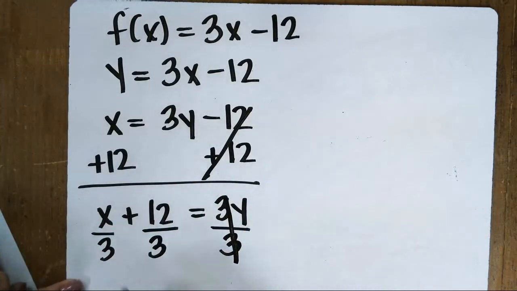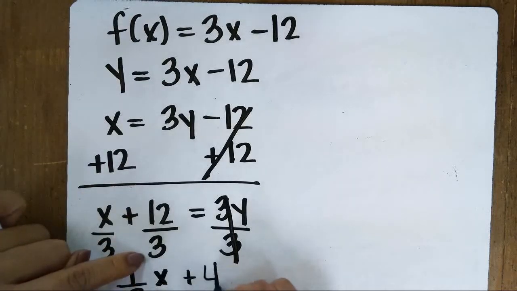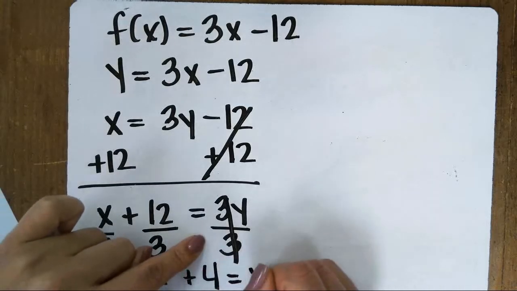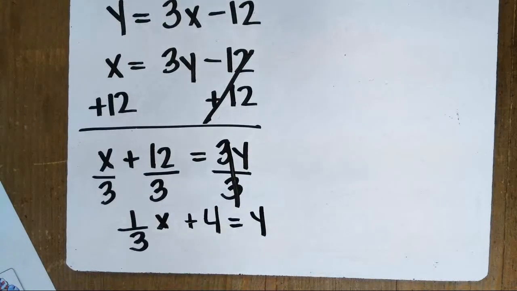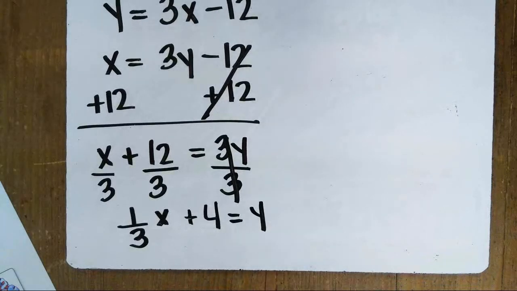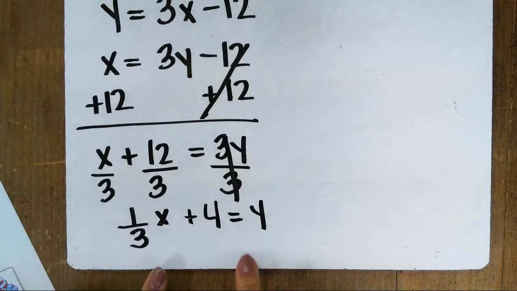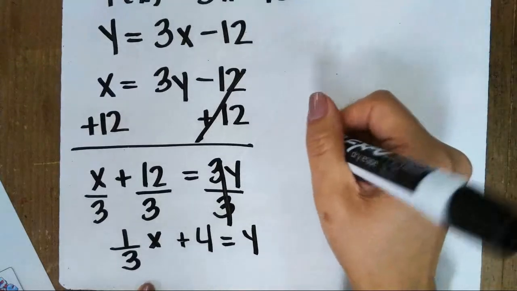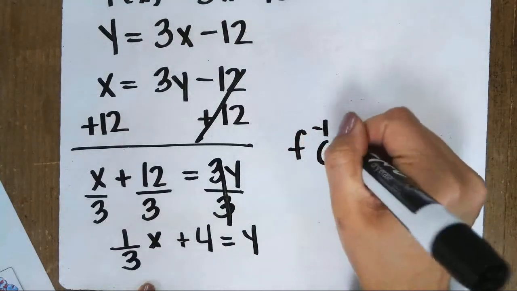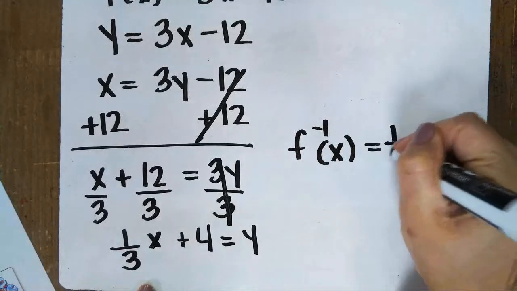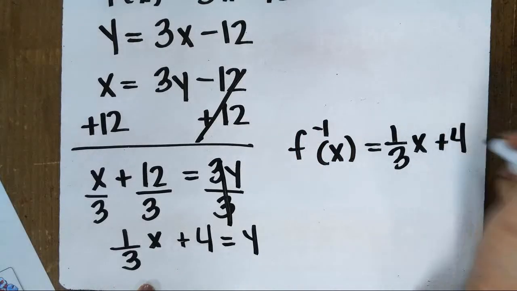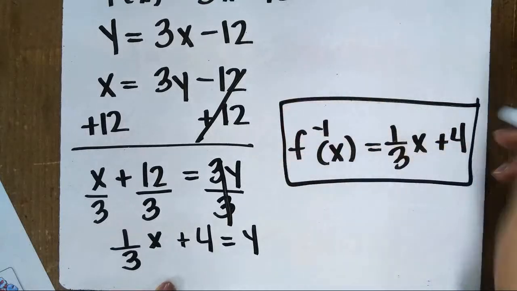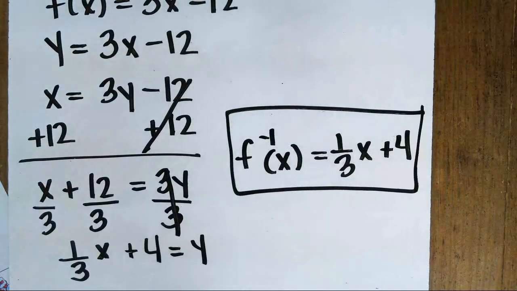And so x over 3 turns into 1/3 x. 12 divided by 3 is 4. And this gives me y. Sorry, I didn't notice you guys were out of focus there. Okay, so now that's my new equation, but now remember I want to write it in function notation, and because we're dealing with an inverse, I have f of -1 of x equals 1/3 x plus 4. Okay? And that is your answer for that.